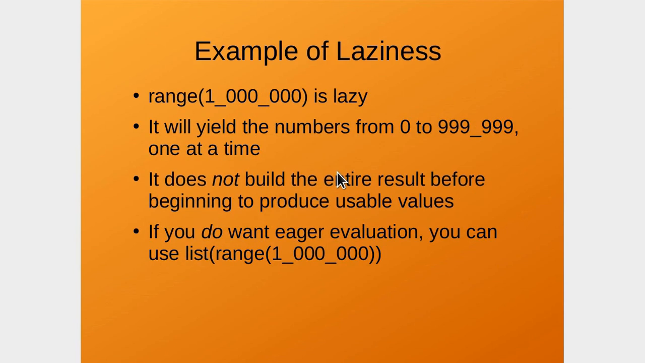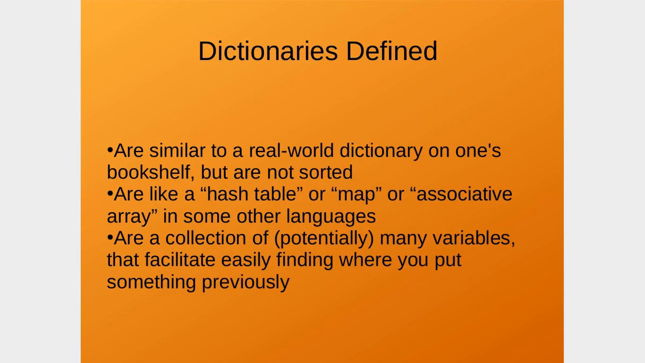Here are some examples of laziness. We already touched on range being lazy. This range will return a lazy iterator from 0 to 999,999, and it returns them one at a time. It does not build an entire list and then return it en masse. It does not build the entire result before beginning to produce usable values. If you do want eager evaluation, again, you can pass that iterator into the list constructor.